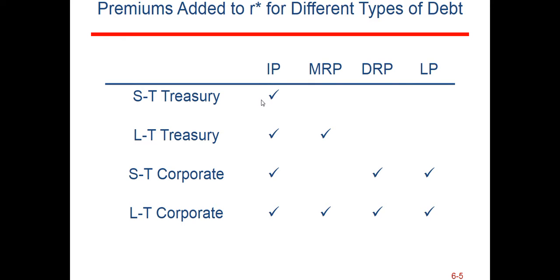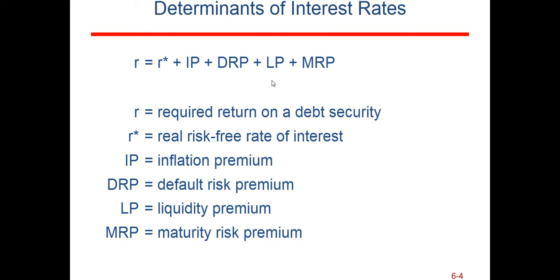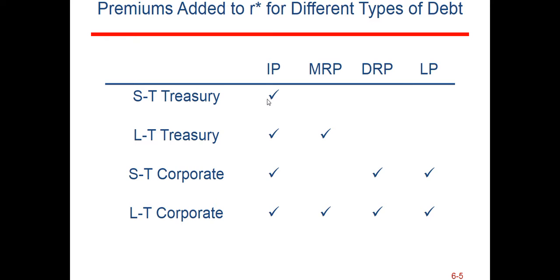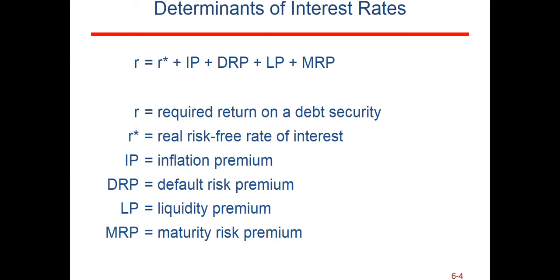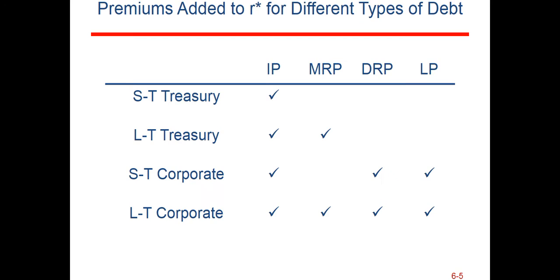Now, in short-term treasuries, the only premium that you have is the inflation premium. That is pretty much it. On the long-term treasuries, on top of the inflation premium, you are going to add maturity risk premium as well. So it's kind of like longer term. That's why the risk is higher. On short-term corporate, you don't have maturity, but you have inflation premium. On the corporate side, corporates can go bankrupt, so there is default risk.